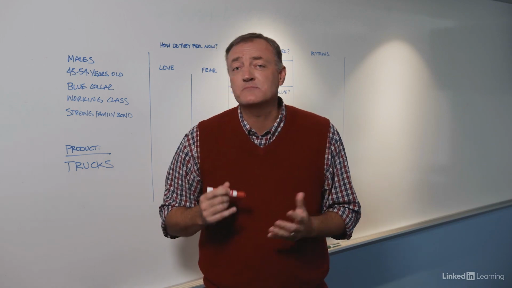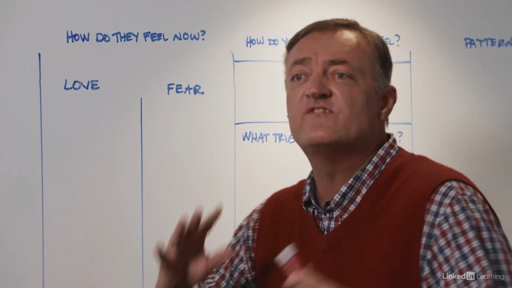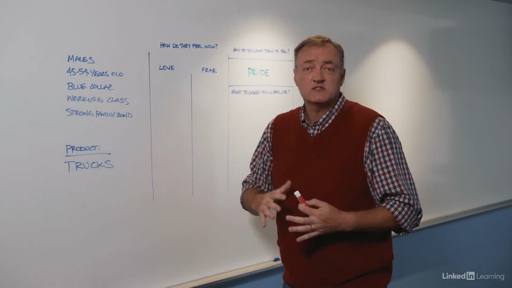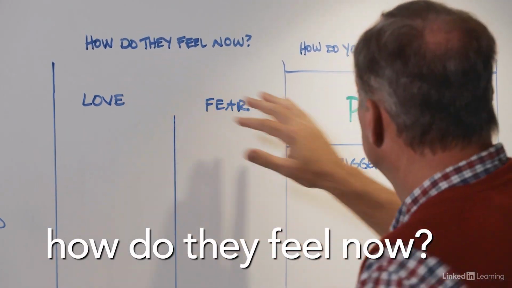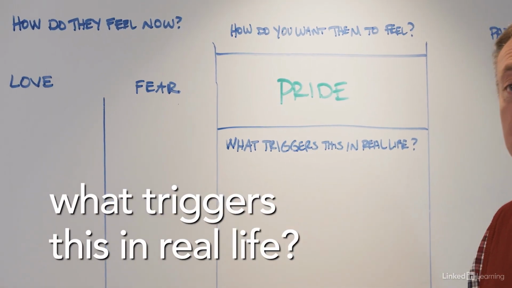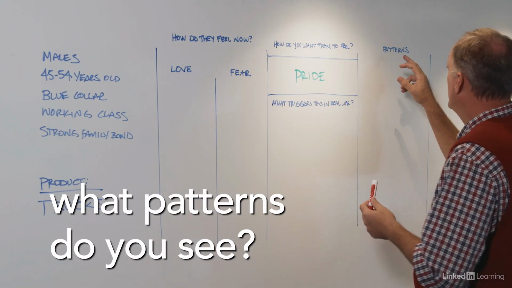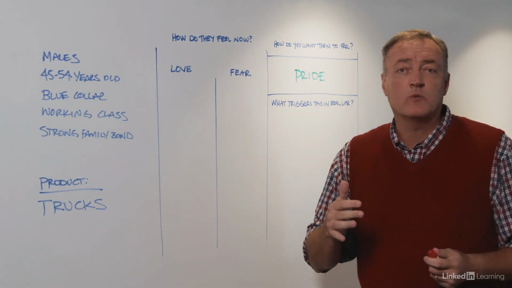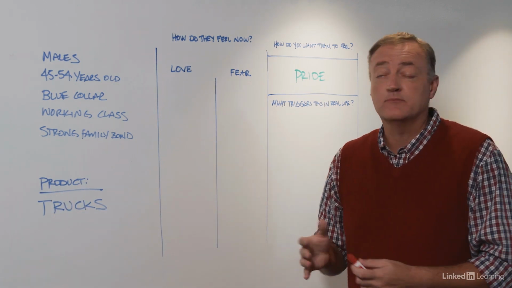This is called an emotion pattern exercise. There's really 4 stages in this exercise. We start off with the audience. How do they feel now? How do you want them to feel? What triggers this in real life? And then what patterns do you see? So I thought I'd take you through a really quick exercise and give you an example, all right?